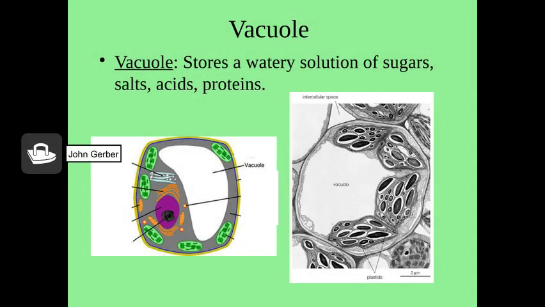Finally, we have the vacuole. This is the largest organelle in the cell. It's a large membrane sac that contains water and sugars and salts and proteins and citric acid and many pigments. The central vacuole helps keep the plants erect because when it's full of water, it pushes against the rigid cell wall and helps hold the cells up.